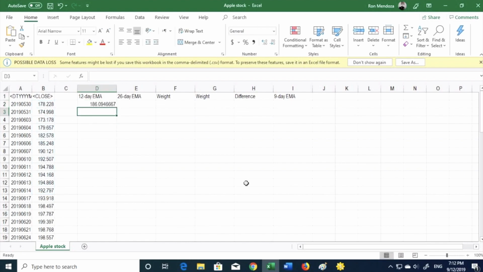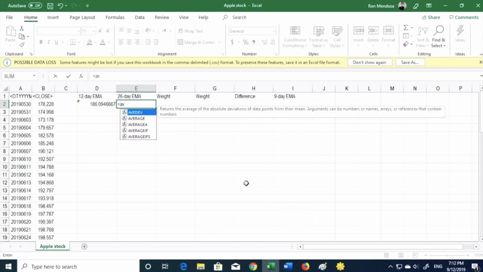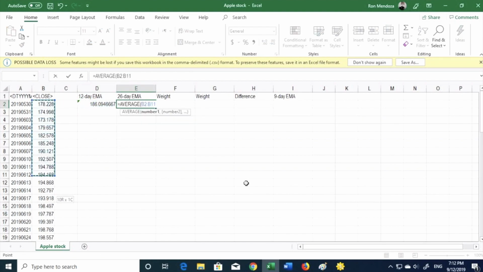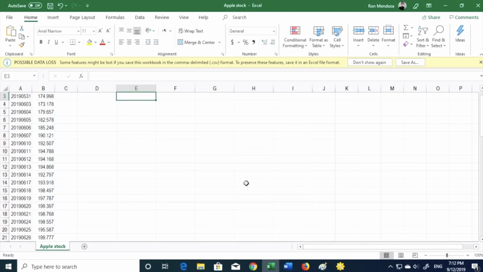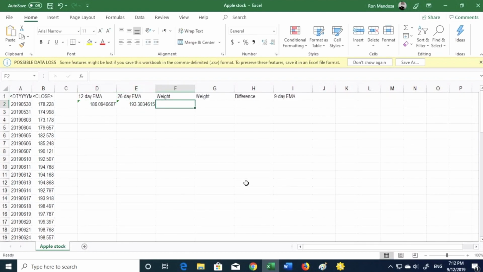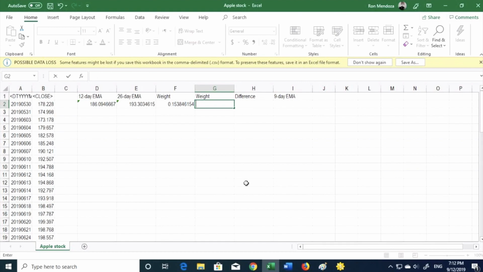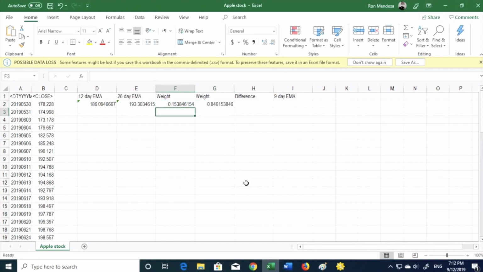So first we get the average of 12 days worth of closing prices, and same thing for the 26-day EMA. And now the formula for the weighting factor is 2 divided by time period plus 1. And this is 1 minus the smoothing factor. And we do the same thing for the 26-day EMA, 2 divided by 26 plus 1, and we just copy this down.